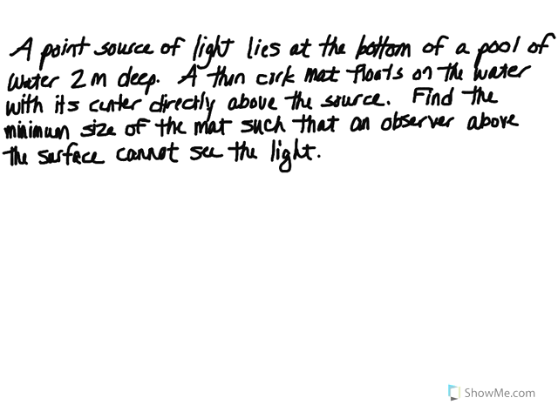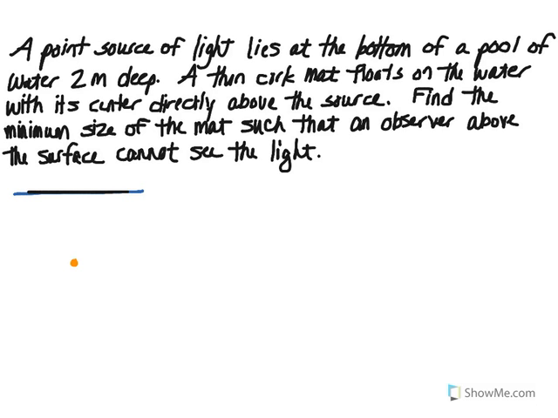A point source of light lies at the bottom of a pool of water 2 meters deep. A thin cork mat floats on the water with its center directly above the source. Find the minimum size of the mat such that an observer above the surface cannot see the light.